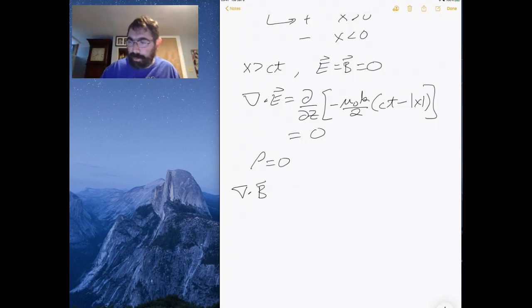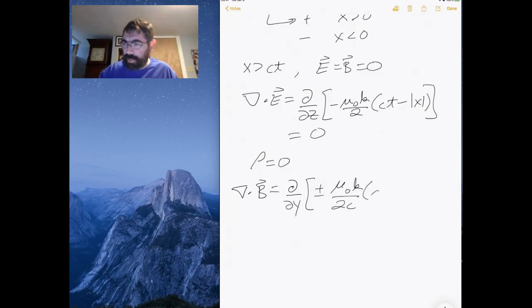If we take the divergence of the magnetic field, the only vector direction to the magnetic field is the y direction. So when I take the divergence, I would get a derivative with respect to y of plus or minus mu 0 k over 2c times (ct minus the absolute value of x). And in the end, there is no y dependence, so that is also 0, which makes sense because the divergence of B should be 0, no matter what the case is.